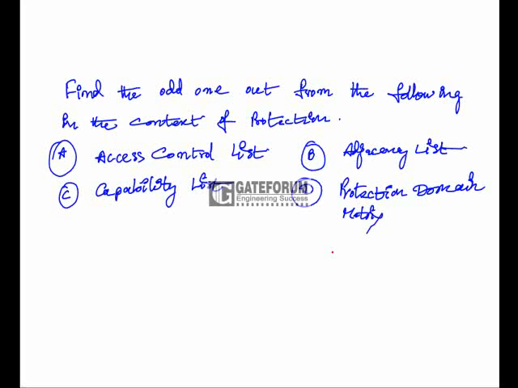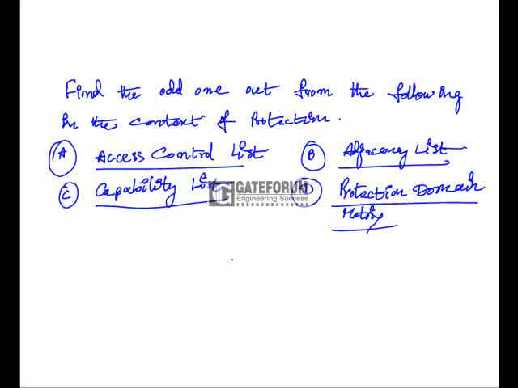Find the odd one out from the following in the context of protection. A. Access control list. B. Adjacency list. C. Capability list. D. Protection domain matrix. The access control list is the list which controls the access rights, so it is related to the implementation of protection. The capability list is for domains, which is also related to protection. The protection domain matrix is also related to protection. Adjacency list is not related to any protection. So B is odd. That means B is the right option here.